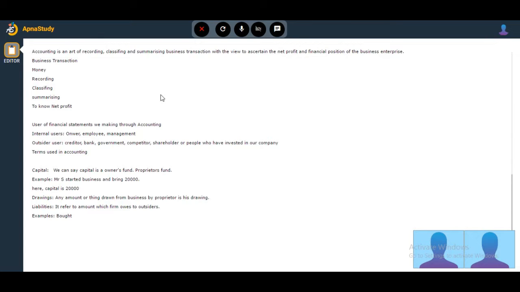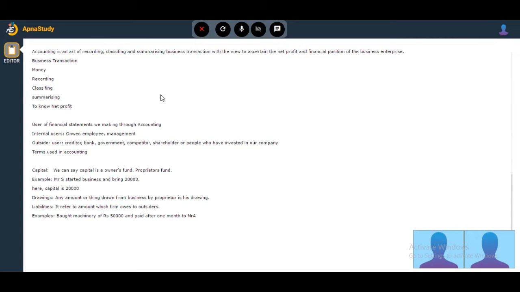bought machinery of rupees 50,000 and paid after 1 month. So here we pay to the creditor of machinery, to Mr. A. So here Mr. A is our creditor. We have to pay 50,000. It is our liability. We owe him 50,000. We have to pay him 50,000 after 1 year. Therefore, Mr. A becomes our liability.